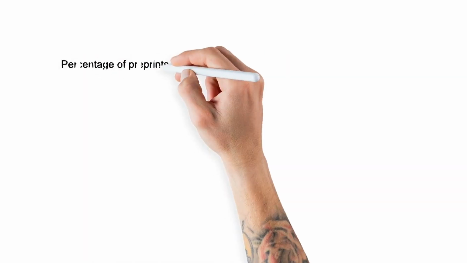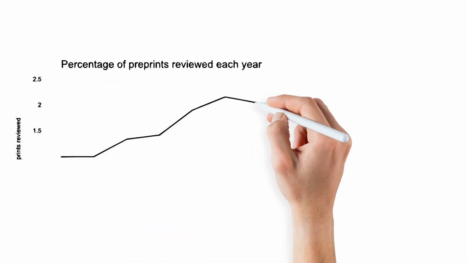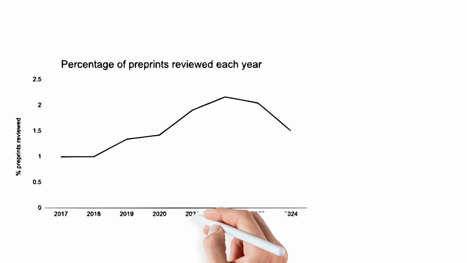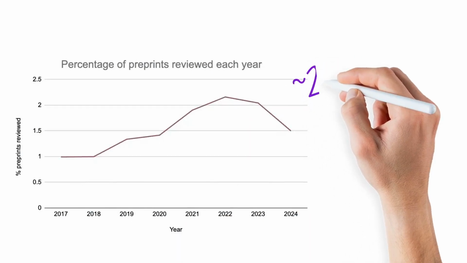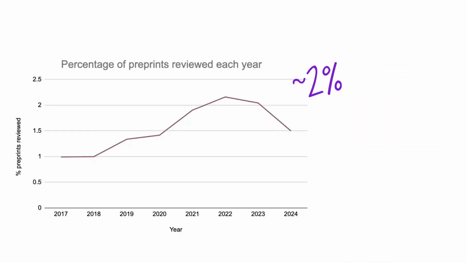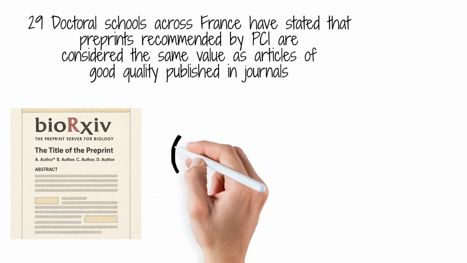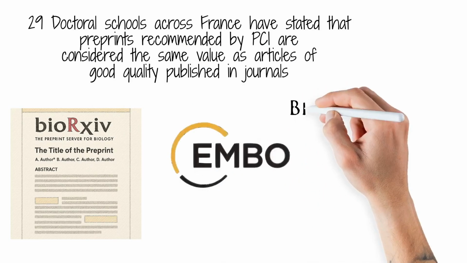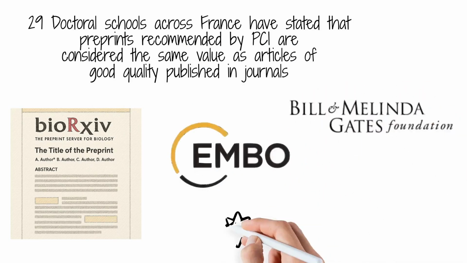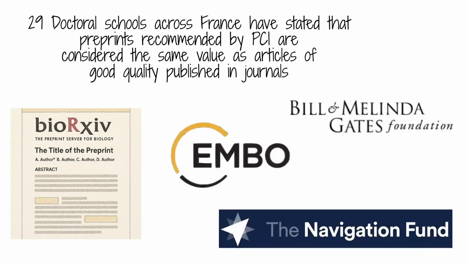And this form of peer reviewing is increasing. Approximately 2% of the preprints are associated with a non-journal organised peer review. These reviewing experiments are still in their early stages, and it will take a little bit of time to gather data on how effective they are in their different approaches. Despite this, peer-reviewed preprints are gaining recognition. An increasing number of institutions formally recognise peer-reviewed preprints, including doctoral schools across France, EMBO, the Gates Foundation, the Navigation Fund, and more.